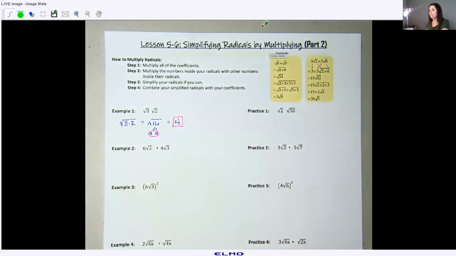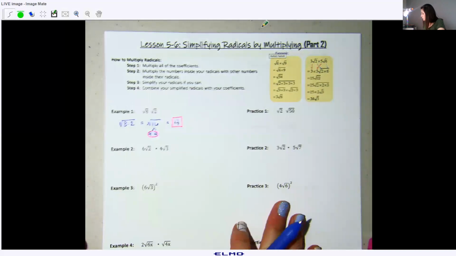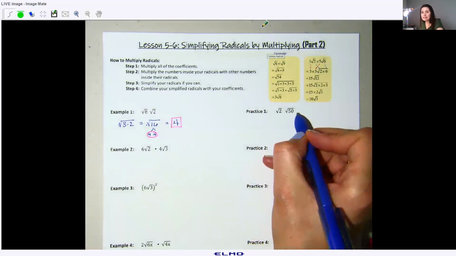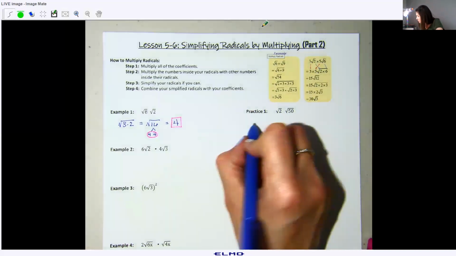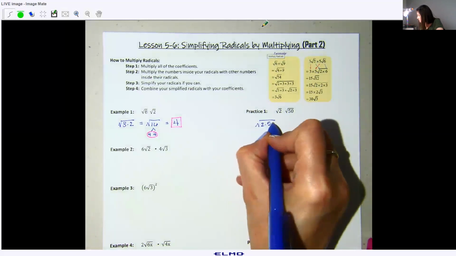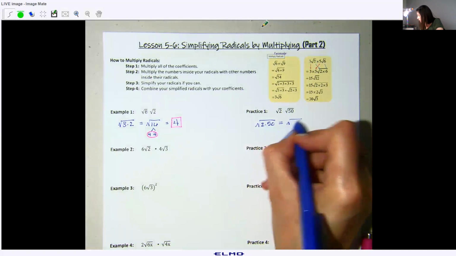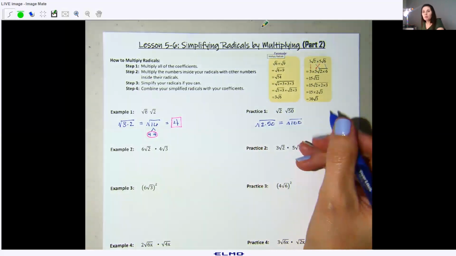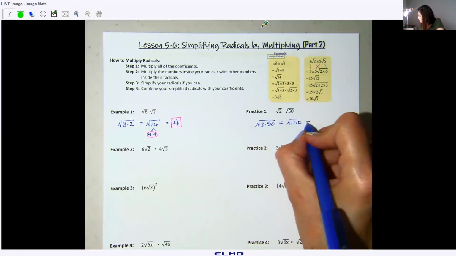Okay. All right, number 2, we are just going to multiply what is inside of the radical. So we're going to multiply our 2 radicands. 2 times 50, square root of 100, and the square root of 100 is 10.